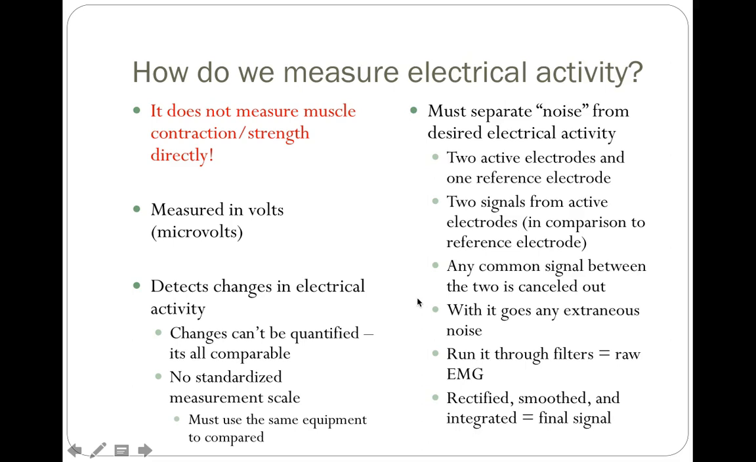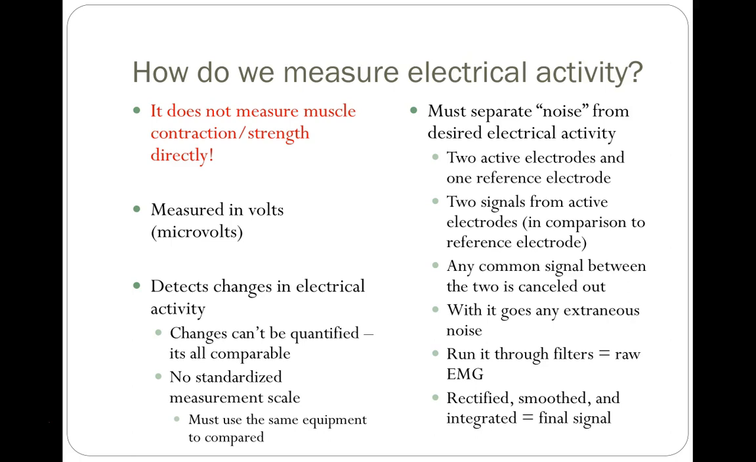So another thing to note is that when we're measuring electrical activities, we have to separate the noise from the desired electrical activity. When we measure muscle contraction, we need 2 active electrodes in close proximity, in a bipolar arrangement. Then we have a third electrode, which picks up the signal of what we call noise. It's what we call a reference electrode.